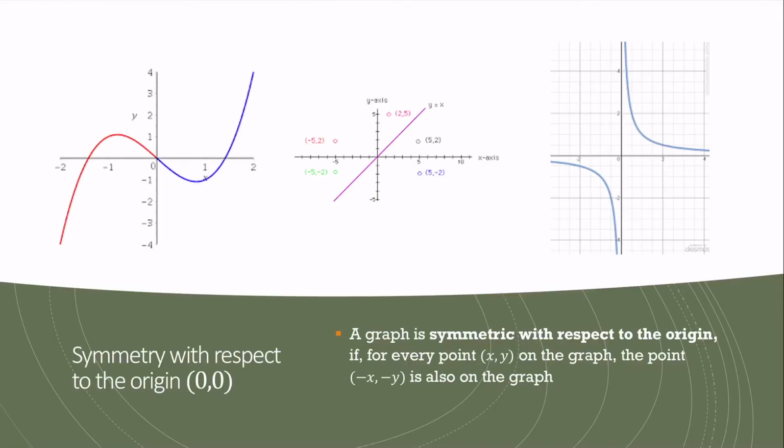Lastly, we've got symmetry with respect to the origin. Remember, the origin is the center of our coordinate plane, the point (0, 0). A graph is symmetric to the origin if for every point (x, y) on the graph, the point (negative x, negative y) is also on the graph. For example, here we have this cubic equation. You can see that if I were to rotate my graph 180 degrees, it would look the exact same way. That's one way for me to visualize it.